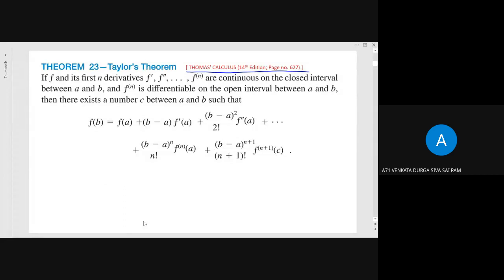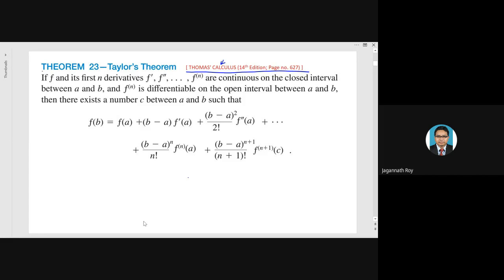Also, this calculus book is a very good book. I have included it in the book folder. You can access it also. From there, I have taken this definition again. So when we talk about a theorem, it will have some hypothesis, and based on that hypothesis, we will have some conclusion. So what are those hypotheses?